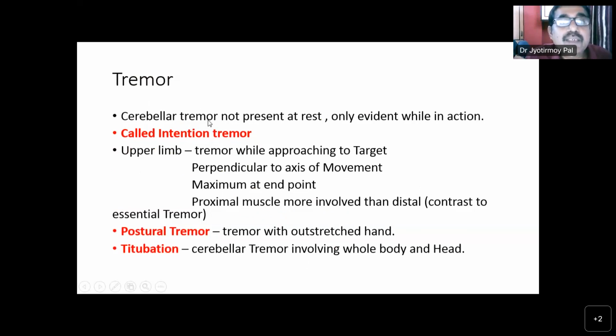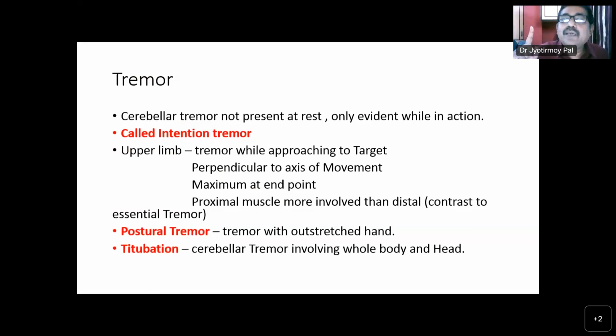Tremor, very important. Cerebellar tremor is never present at rest. It is evident only in action. That is why it is called the intention tremor. In the upper limb, tremor is present when approaching the target. At rest, can you see my hand? There is no tremor. But when I am approaching the nose, there is a tremor perpendicular to my axis. It is like this.